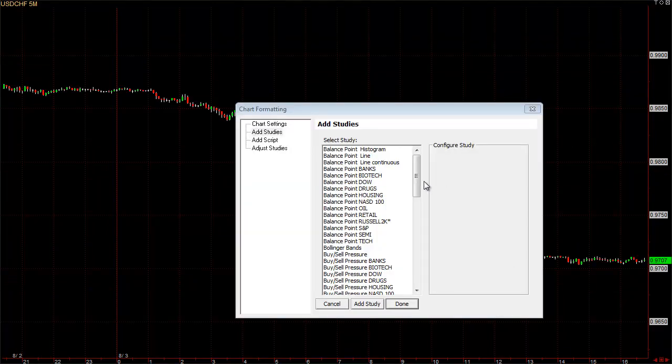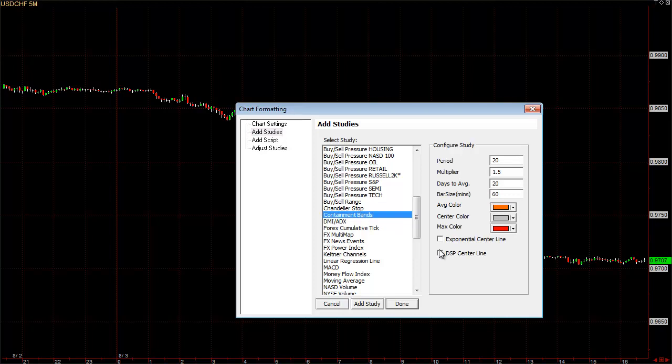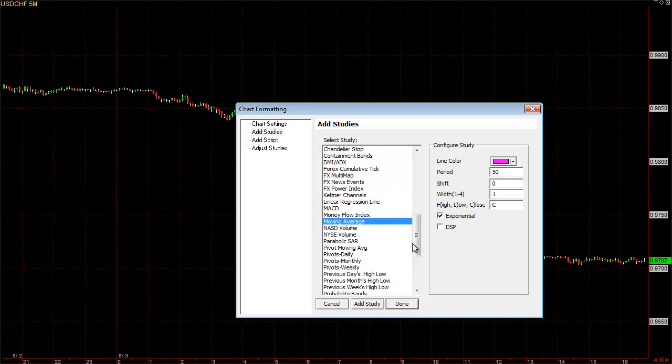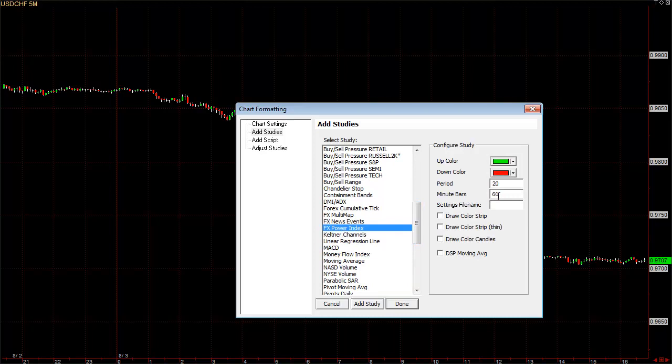So to summarize this video, these are all the new things. We have the digital signal processing technology put into the containment bands. It is put into the moving average, obviously. You want to uncheck this. You can't have them both checked at the same time. It is also now part of the MACD. Oh, and lastly, I forgot, the FX Power Index, which measures the percentage of currencies trending up or down, is also in there as well. So it will give you flips earlier.